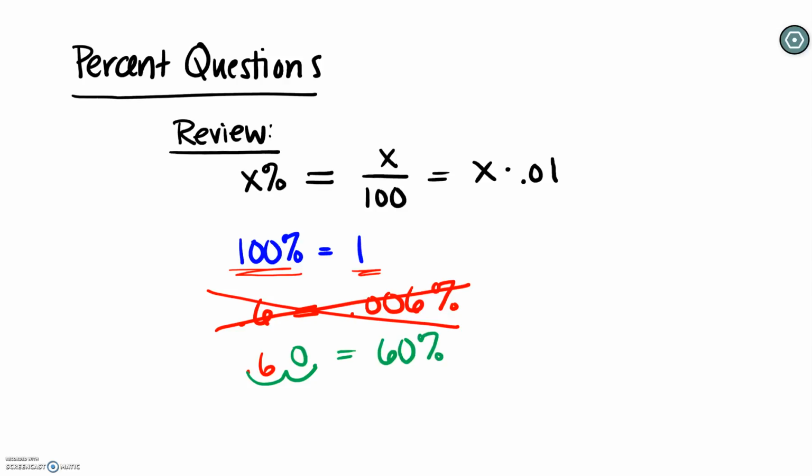as opposed to 0.006. So you can either think about the definition of a percent as per 100, or you can just keep this in mind. If we're going to a percent, it needs to get bigger, so we'll move to the right. And if we're going to a decimal, it has to get smaller, so we'll move to the left.